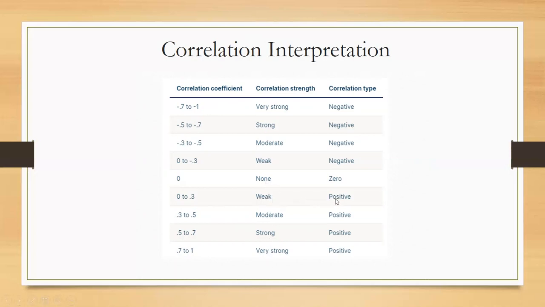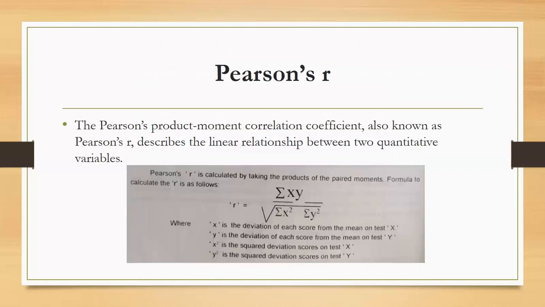So 0 to 0.3 is a weak positive. 0.3 to 0.5 is moderate, 0.5 to 0.7 is strong, 0.7 to 0.9 is a very high or high correlation, and +1 is a very strong positive correlation. Okay, so the first one we will see is Pearson's r.